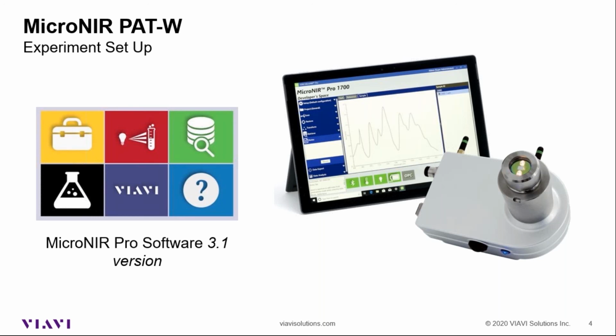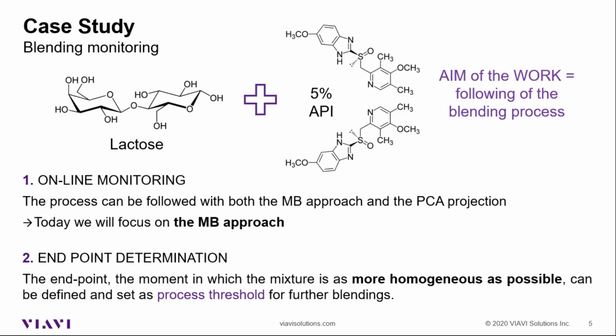I have my spectra in the computer, and we will just use together the MicroNIR Pro software. So we cannot do a really hands-on session due to our situation, but imagine that these spectra were already acquired with a PathW, as Emiliano already showed you before. The case study is blending monitoring, a binary mixture of lactose and 5% of API.